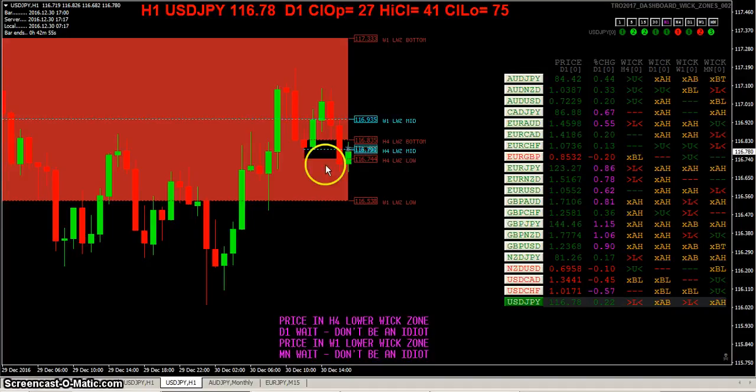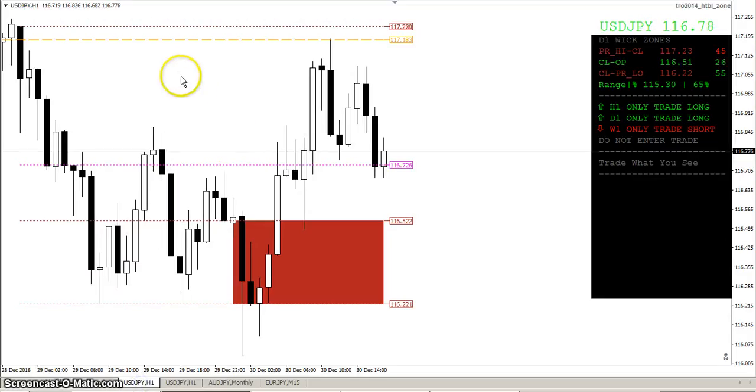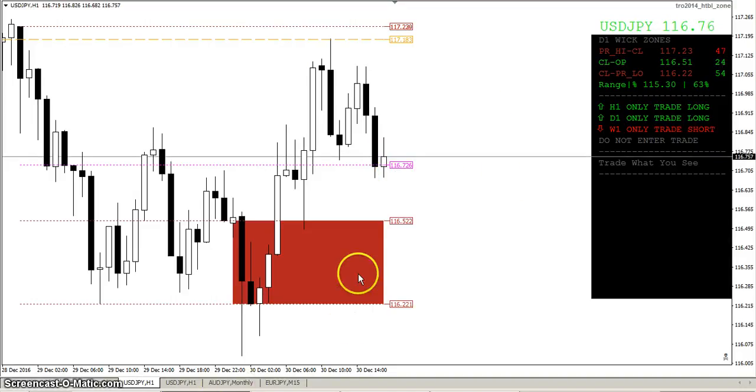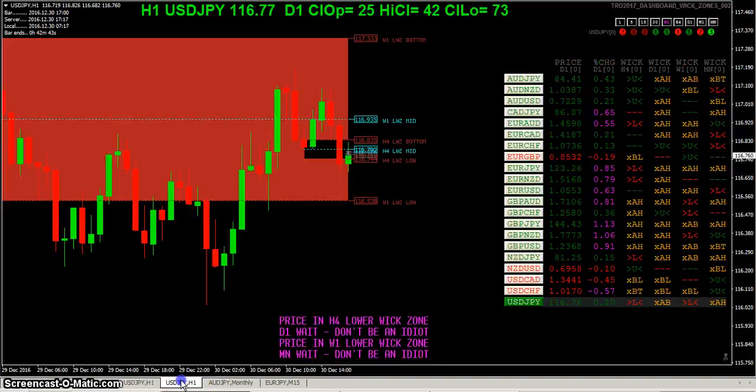So once again, same pair, same chart. Okay, just different indicator. You see here, we're not in the previous day's wick zone anymore. And so, see here, we're not in it. So D1, wait. I have this for myself, don't be an idiot. Because if I take a trade and it's not in the zone, then I'm an idiot. Depending on which one. So you see here, if I was taking H4 trades, I'd be okay. But if I was looking for a daily, I'd be an idiot.